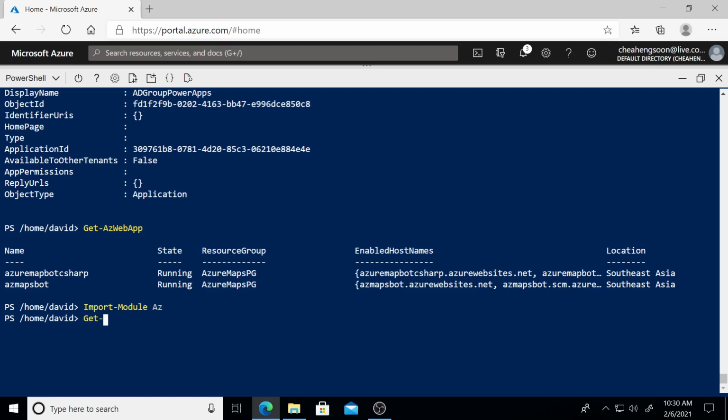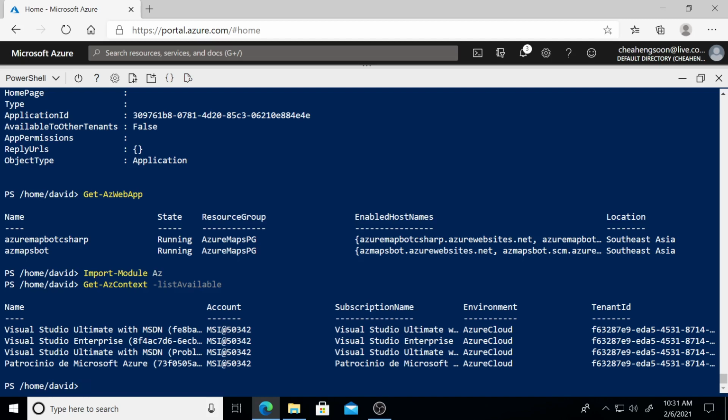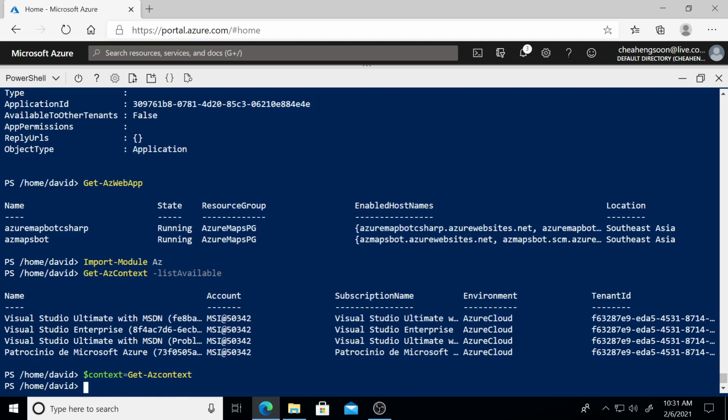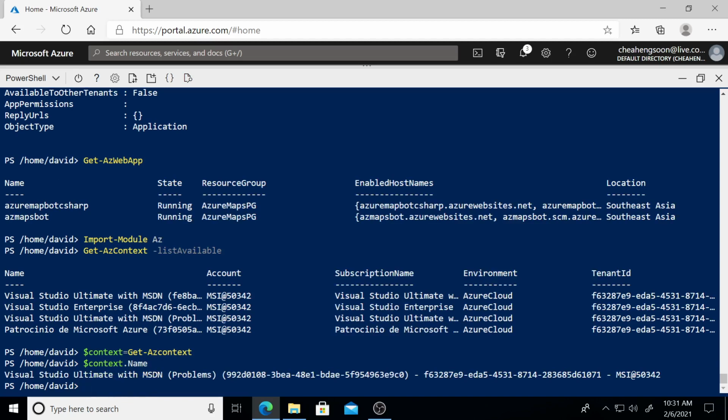Get-AzContext. It shows you the information about your account, your tenant ID, and your subscription name. Then after that, you need to get the context details. $context = Get-AzContext and then $context. That means that currently I'm using my Azure account.